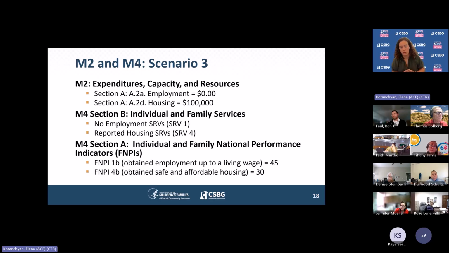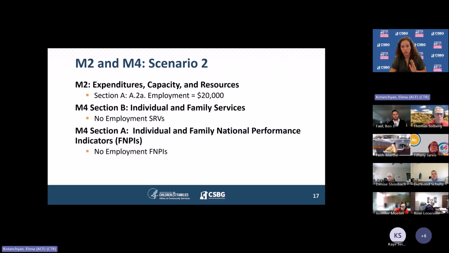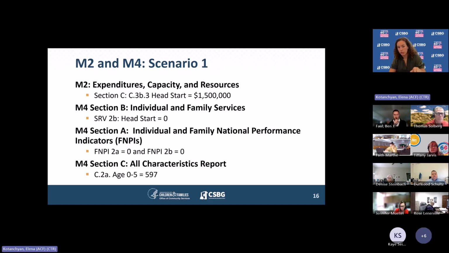So yes, for example, let's go back to this scenario. Let's say here we're reporting Head Start because the agency could have received that, and that will be reported in section C, right? But let's say the agency actually didn't allocate any money towards education in section A, CSBG expenditures. We're still, since you reported that you were receiving Head Start funds, kind of trying to see if those services and outcomes were provided, or services provided and outcomes achieved, regardless of the funding source origin, if that makes sense.